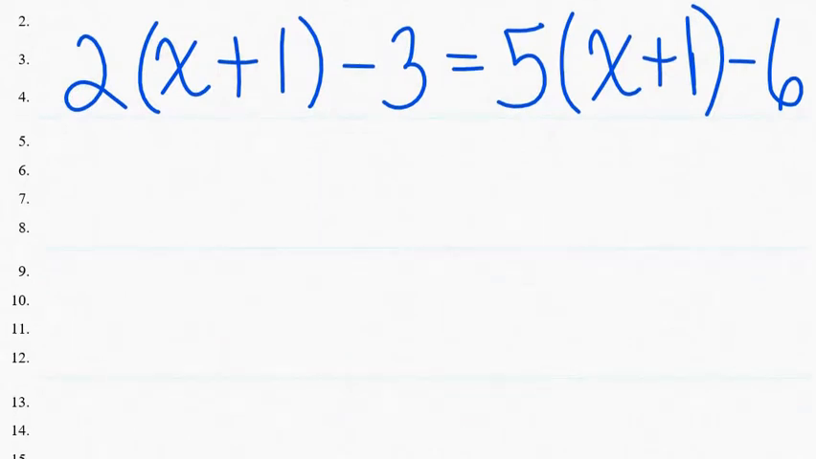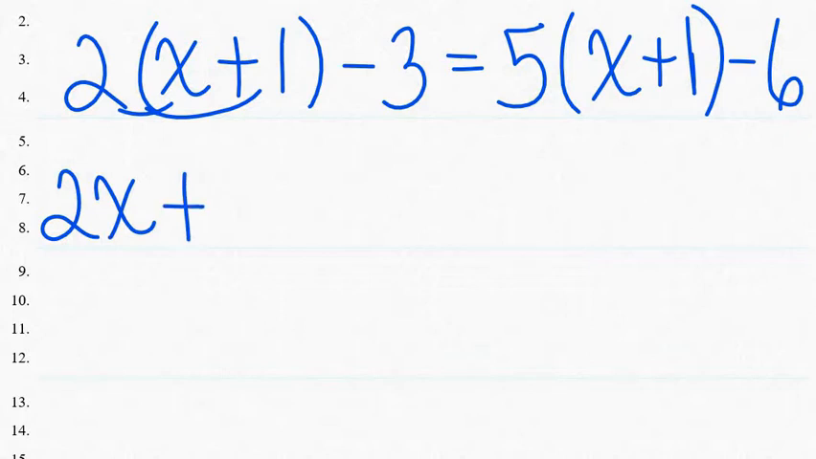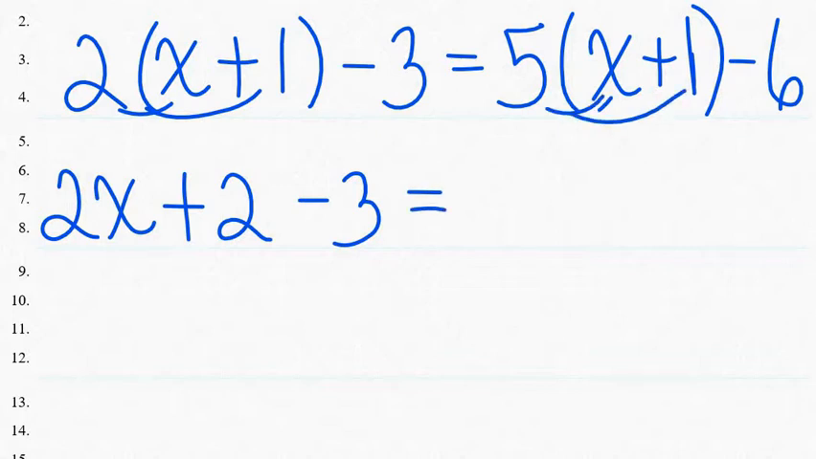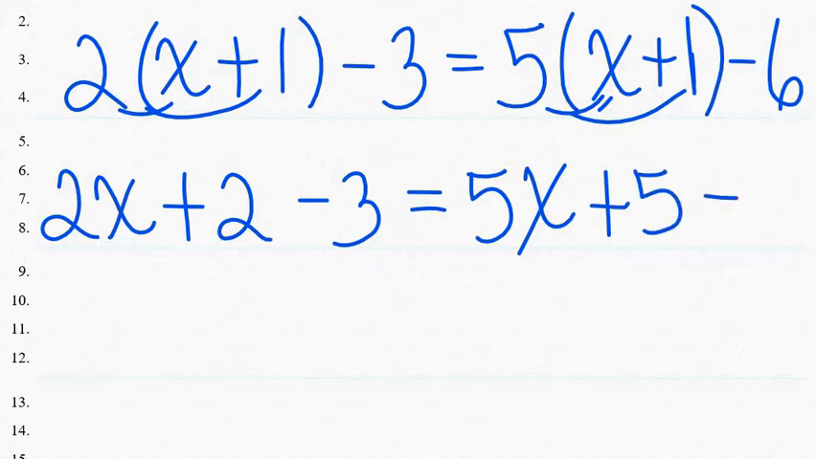First thing I'm going to do is distribute the 2 across, so we have 2x plus 2 minus 3 is equal to, I want to do the same thing here, distribute this 5 across inside, so we have 5x plus 5 minus 6. The next order of business is collect up all your like terms.